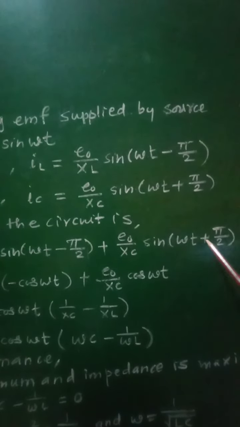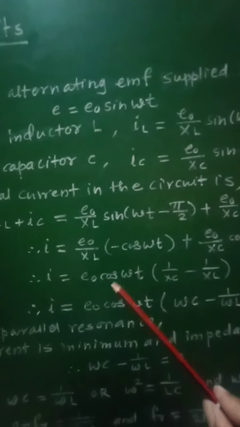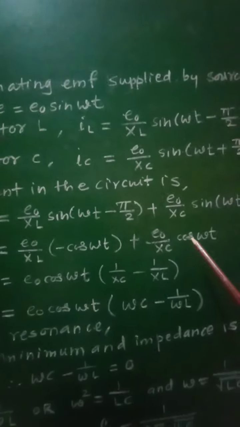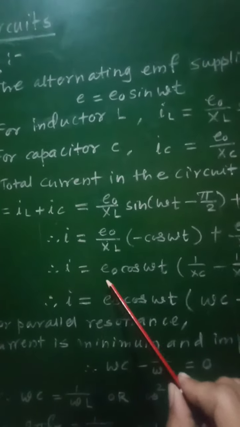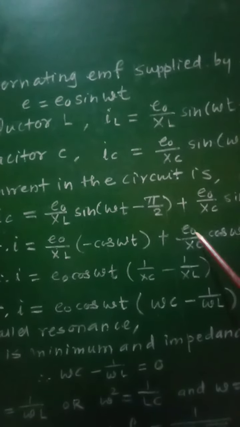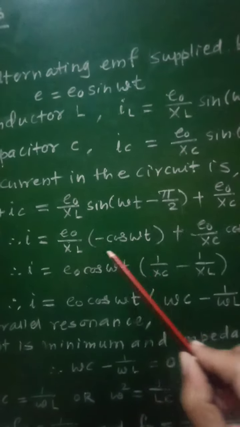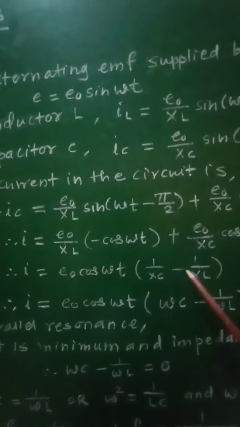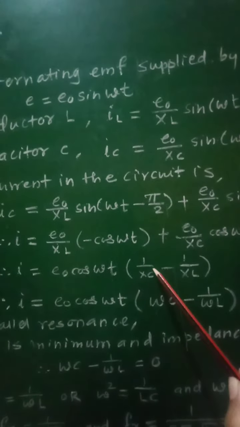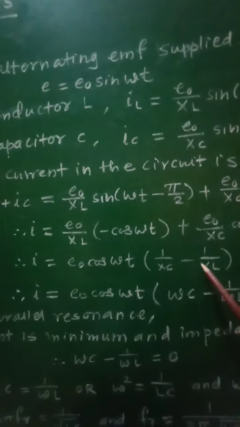sin omega t plus pi by 2 is cos omega t, and therefore taking common E0 cos omega t from both these terms, we will get I equal to E0 cos omega t into 1 upon XC minus 1 upon XL. This term will be negative and this will be positive, therefore the positive term 1 upon XC is written first, and then the negative term 1 upon XL.